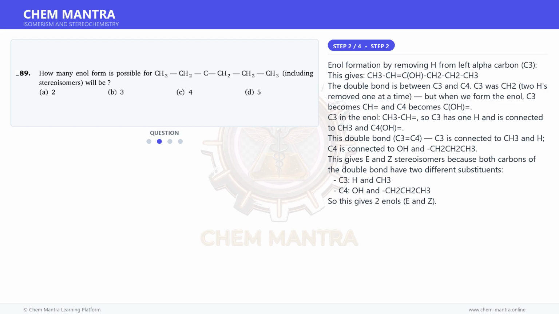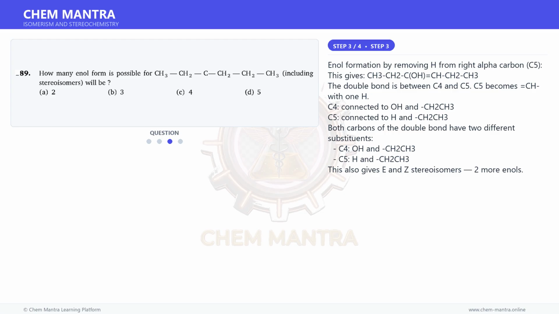This double bond, C3=C4: C3 is connected to CH3 and H, C4 is connected to OH and CH2-CH2-CH3. This gives E and Z stereoisomers because both carbons of the double bond have two different substituents. C3: H and CH3. C4: OH and CH2-CH2-CH3. So this gives two enols, E and Z. Moving on to the next step.